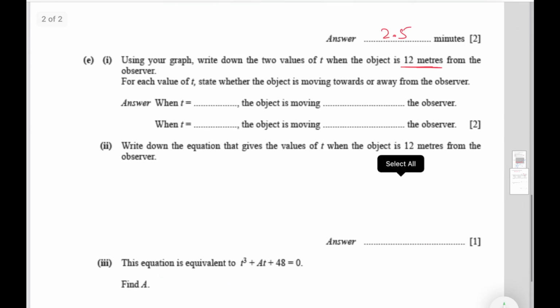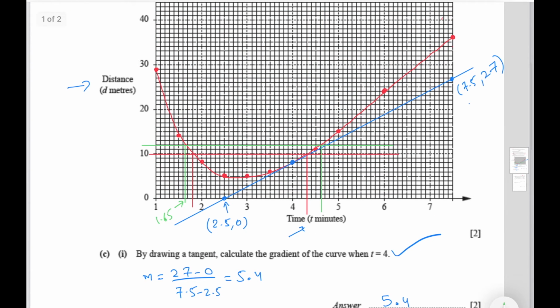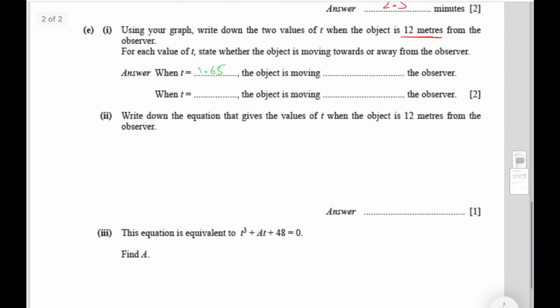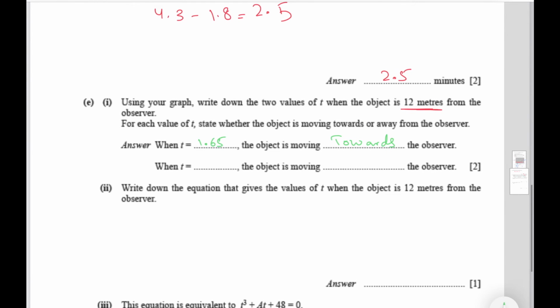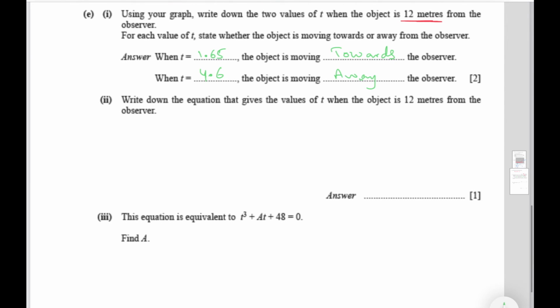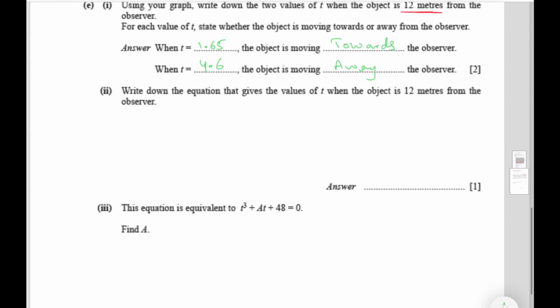So when t is 1.65, since it is coming closer to the observer, the object is moving towards the observer, and when the value is 4.6, the object is moving away from the observer. Okay, let's move on. The next part says, write down the equation that gives the values of t when the object is 12 meters from the observer.